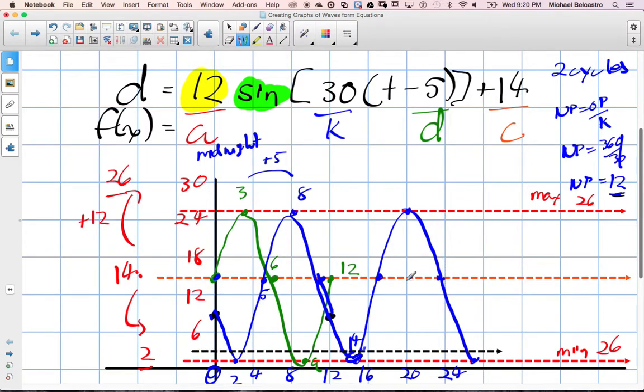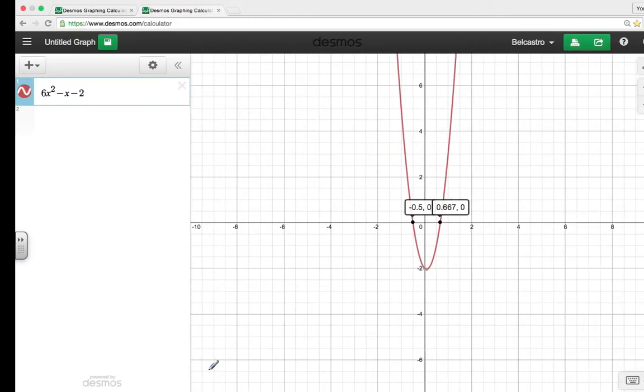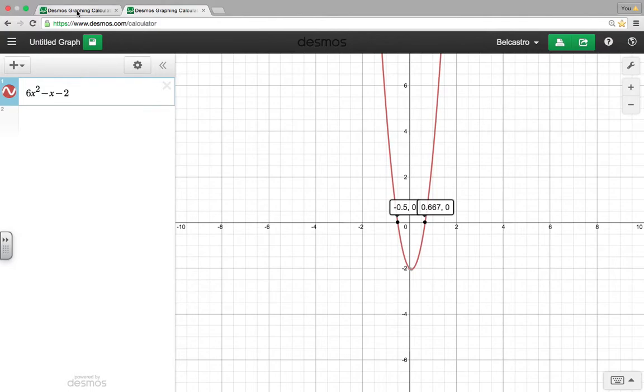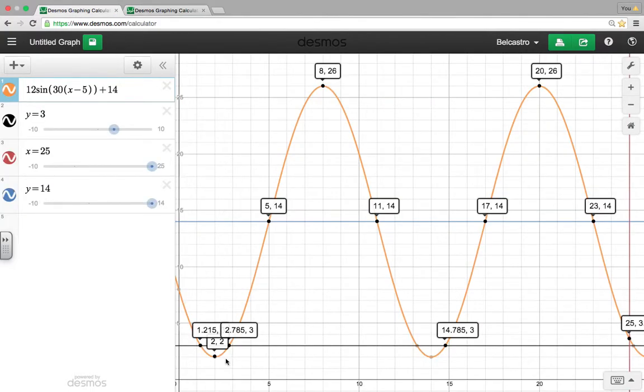I can't remember what it's measured in. Now, we need to have a pretty strong grasp of trig to get the exact values. I've put it here on a graphing calculator. There it is. Our exact times. Remember these were our minimum values: 14, 2, 2, 2. These were our peaks at 8, 26, 20, 26, and there was our equation of the axis. I put this black line y equals 3. This is where it's intersecting.